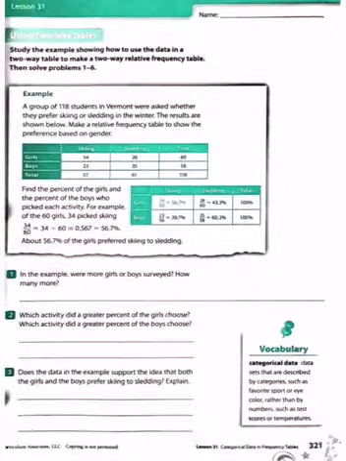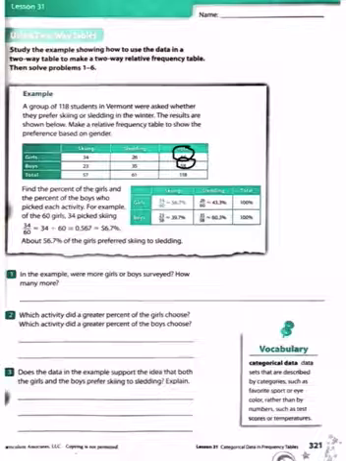Number 1. In the example, were more girls or boys surveyed? How many more? So if we look at the row for girls, there was a total of 60. In the row for boys, there was a total of 58. So more girls were surveyed, and there are 2 more girls surveyed than boys.